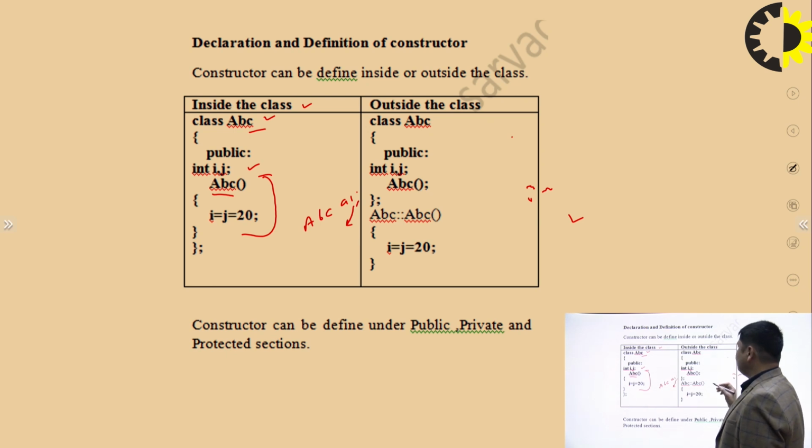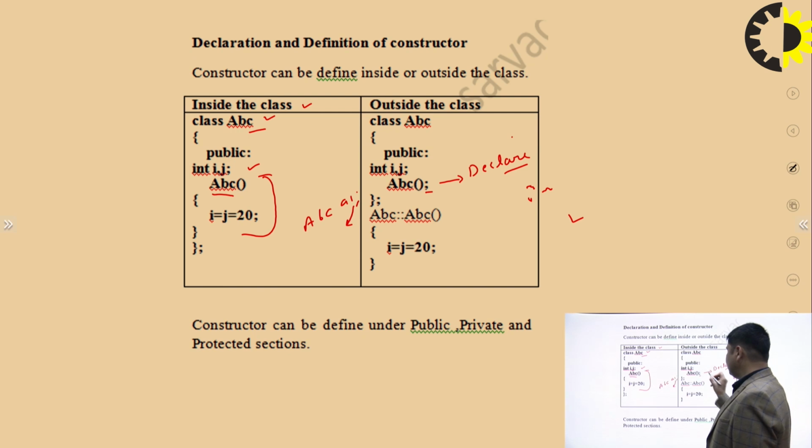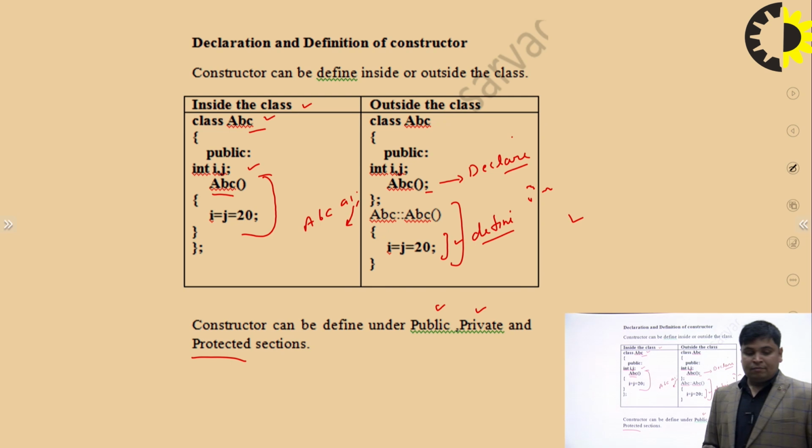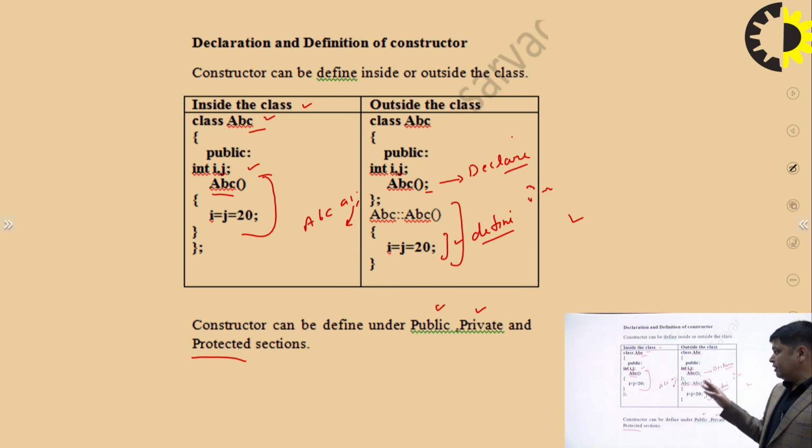Now, if the constructor is declared outside the class, first we declare it inside the class. This is how we can tell it is a declaration, because a declaration always terminates with a semicolon. Then we define it outside the class: ABC::ABC, i and j equal 20. Every student has some questions regarding whether a constructor is public, private or protected. Make sure that in C++ a constructor can be defined under the public section, private section and protected section. By understanding these two declaration syntaxes, we can define the constructor inside the class or outside the class, no issue at all.